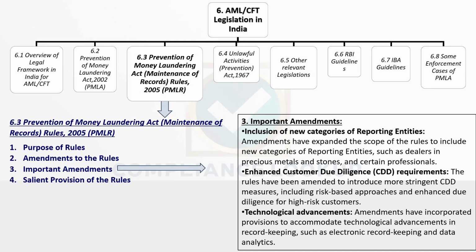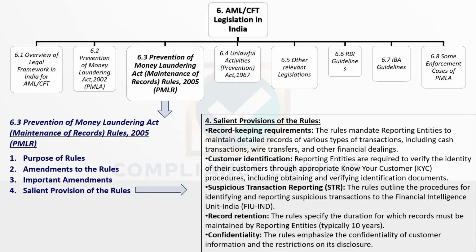4. Salient provisions of the rules. The core provisions of the PMLR lay out the specific obligations for reporting entities. A. Record keeping requirements. Reporting entities are required to maintain detailed records of all financial transactions, including cash deposits, wire transfers, and even smaller transactions that seem suspicious. These records help track money laundering activities and are essential for investigating crimes.